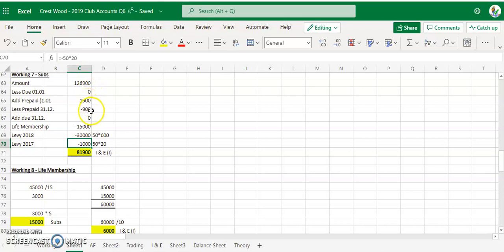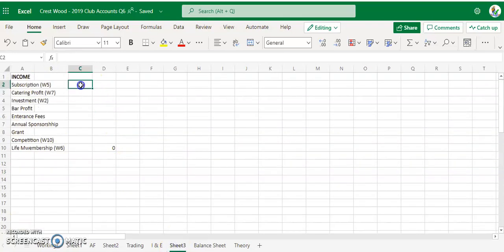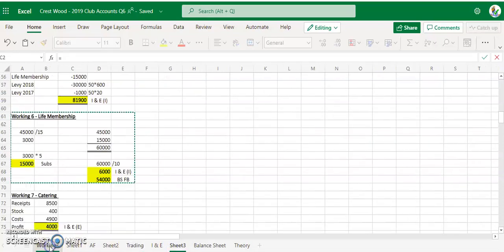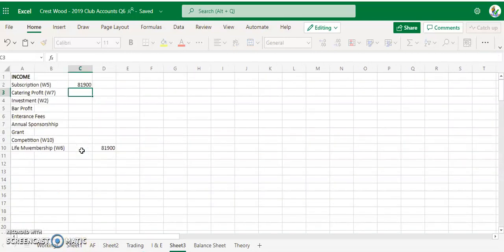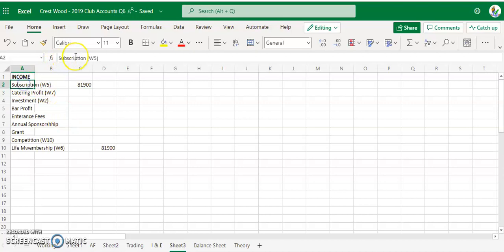Add the prepaid of 1,900. Take away the prepaid of 900. Take away the 15,000, which is for our life membership. And then we're putting the levy away just in case you might need it for the future, so 30,000 and 1,000 to be taken away for each one of them. So your subs is going to be 81,900 for your income. So 81,900, and that's working 7.